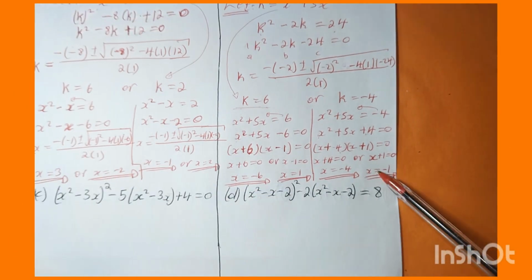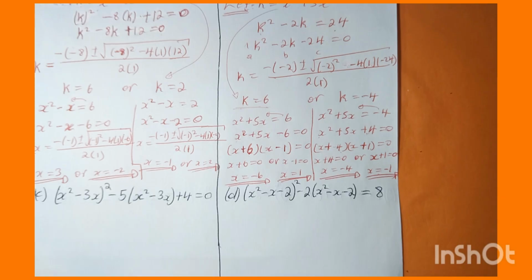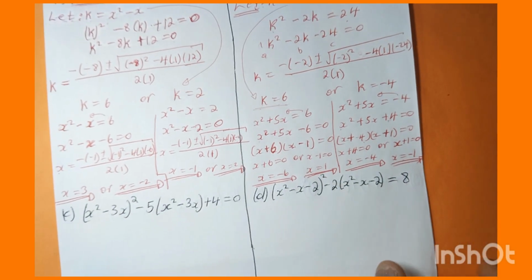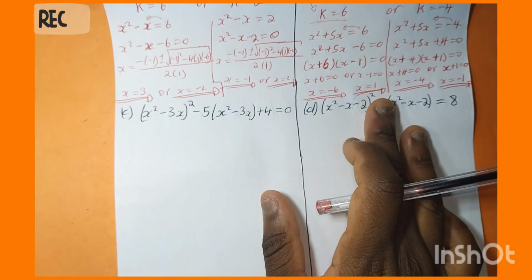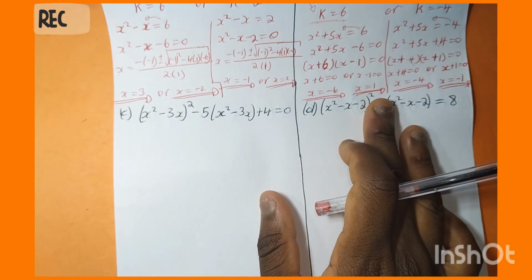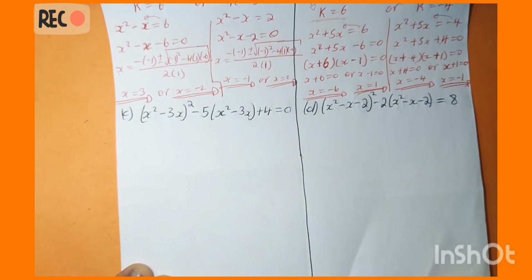Yeah, these are the answers that you got: 1, 2, 3, 4. You see? Then what about this kind of question? Imagine yourself in a test and you see something like this. What will you do there? Will you panic, or what will you do, by the way?